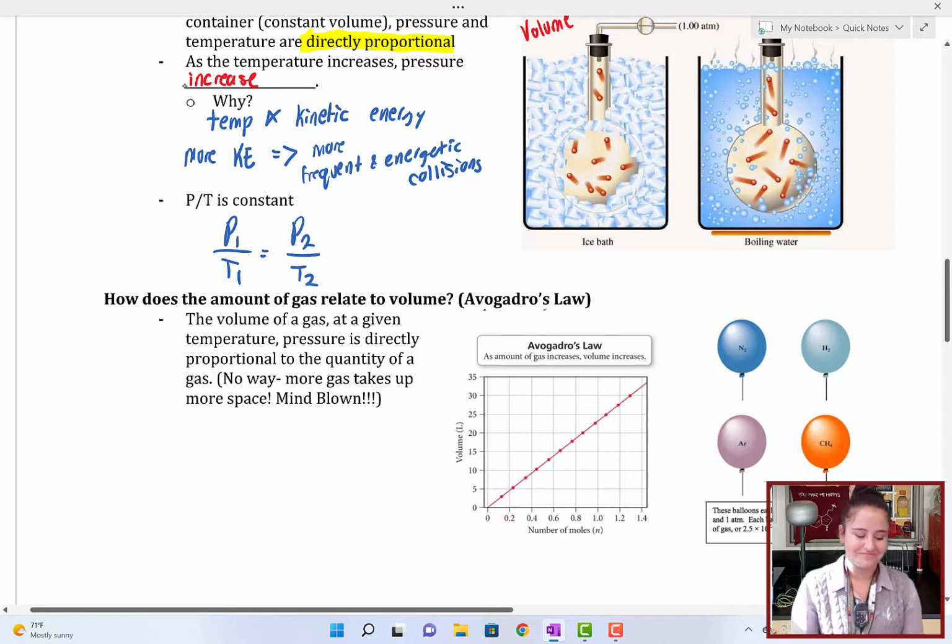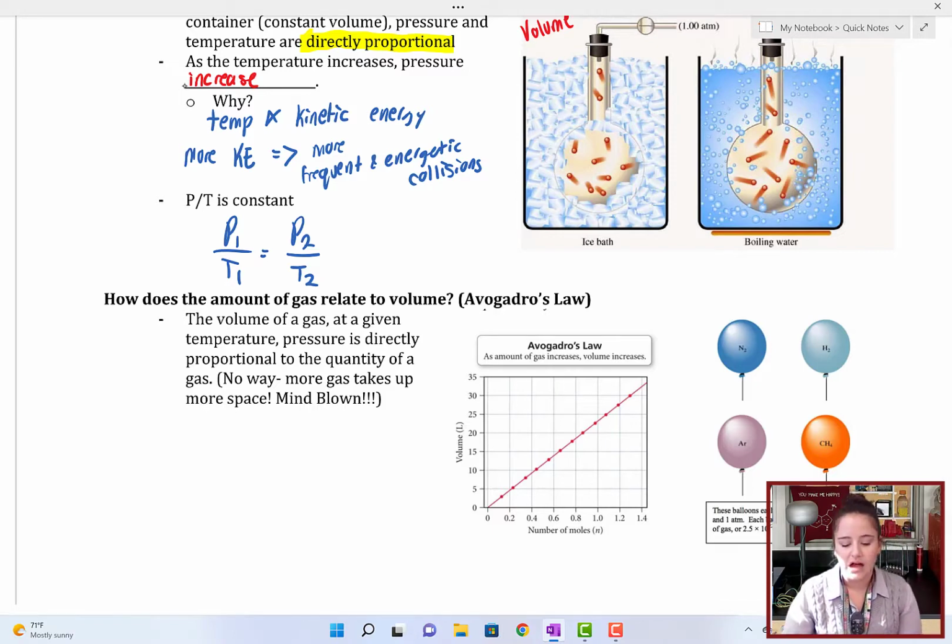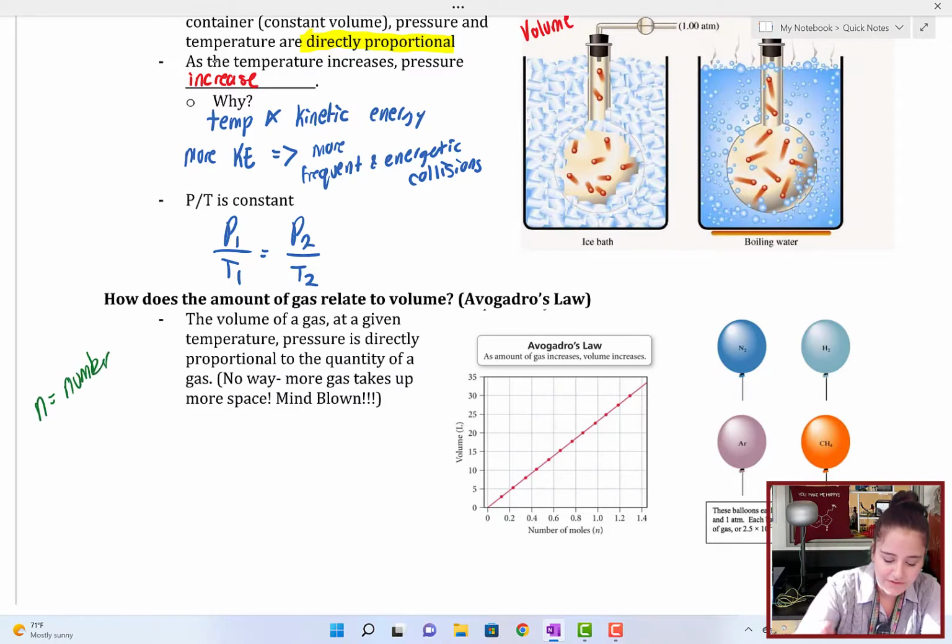Okay, cool. Guys, this one, Avogadro's law, is gonna totally blow your mind. This says if temperature and pressure are held constant, if you have more moles of a gas, more quantity of gas, it's gonna have a higher volume. It's gonna take up more space. No way. More gas takes up more space. Duh.